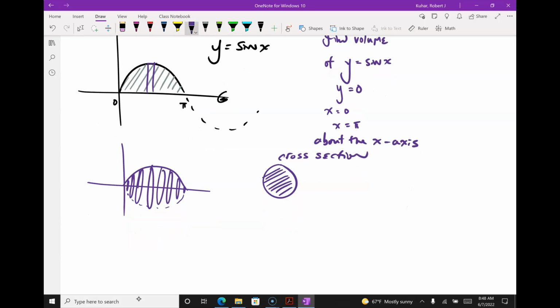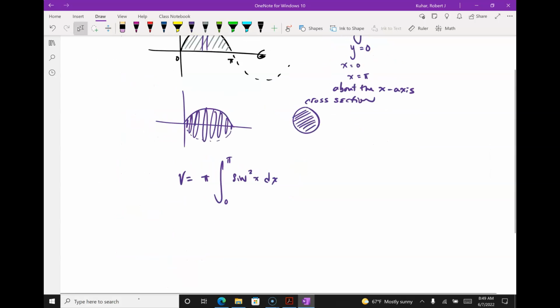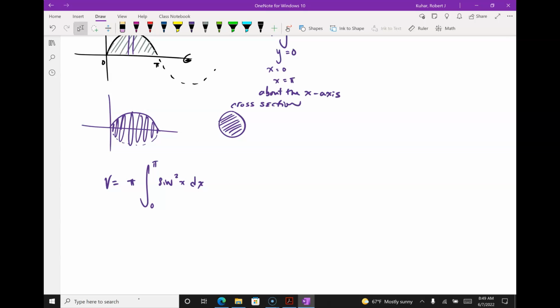So what do we need? Well, it's a disk, right? So I just need my upper radius, which is sine, but I need it squared, right? Right, pi r squared.